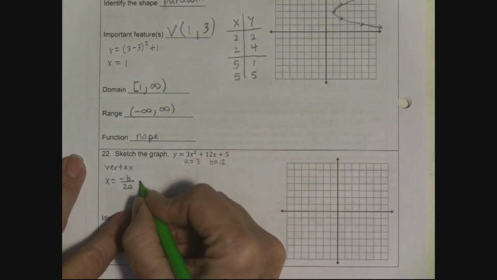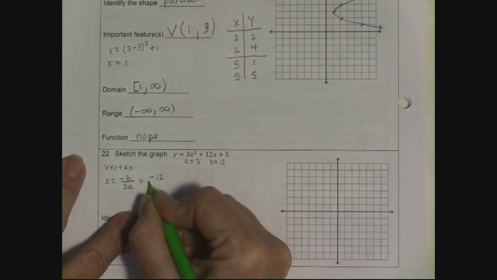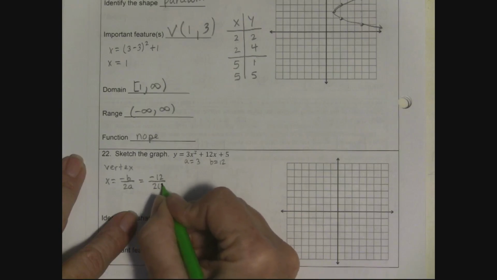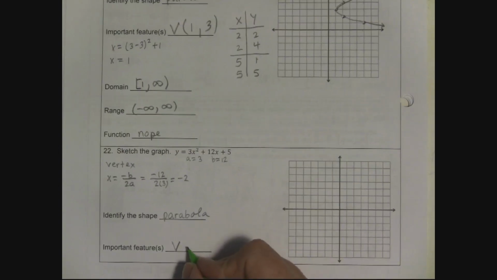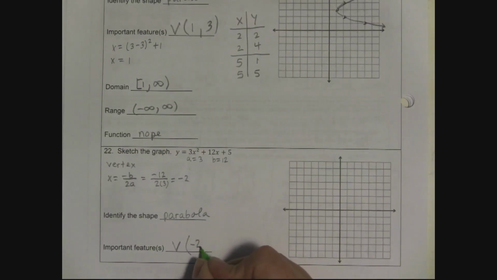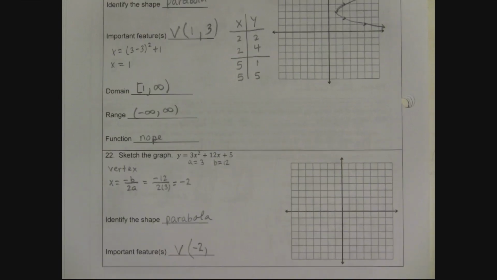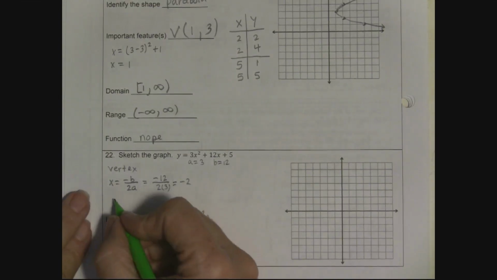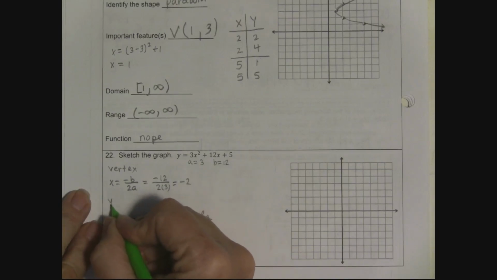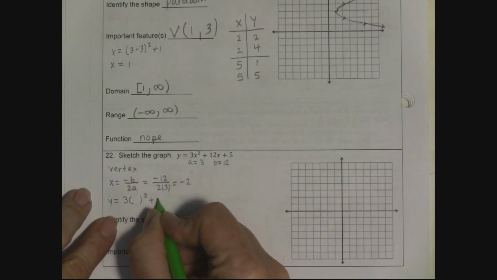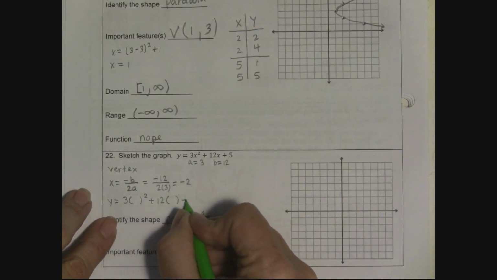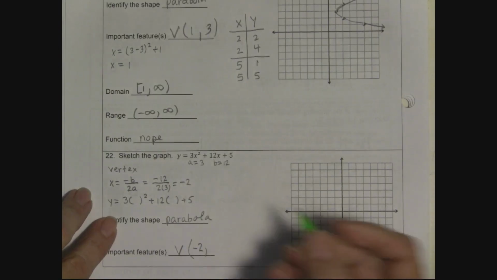So anyway, we have negative 12 over 2 times 3, which is negative 2 when the dust clears. So right here, my x-coordinate of my vertex is at negative 2. How you find the y-coordinate is you just plug in. So y equals, and this is going to be 3 times what squared plus 12 times the what plus 5. And I'm going to be putting in negative 2.